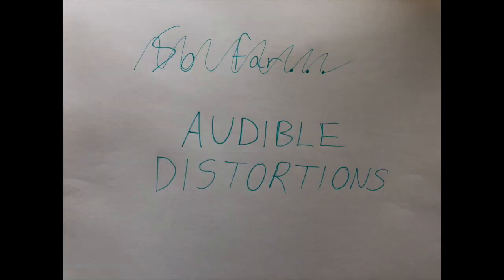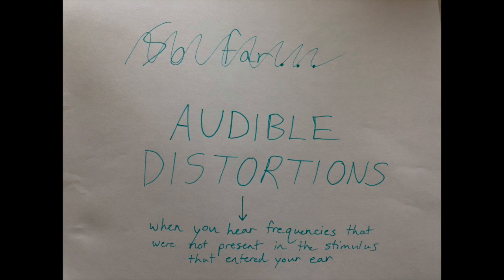So far, we've learned what frequency is, and that pitch is how we perceive the frequency of sound waves. We've also looked at a mel scale to see the nonlinear relationship between frequency and pitch. The last concept we'll learn about is audible distortions. Audible distortions occur when you hear frequencies that were not present in the stimulus that entered your ear.